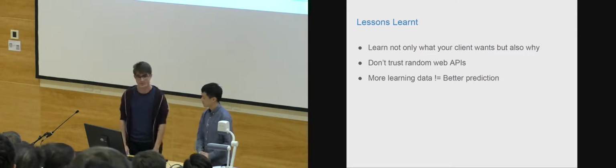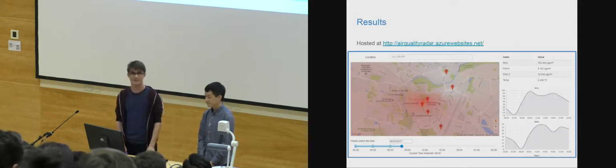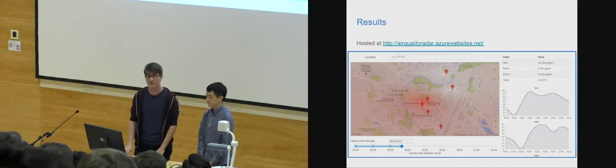Okay, so that's it. The website is hosted at airqualityradar.azurewebsites.net, and all the code is publicly available on GitHub.